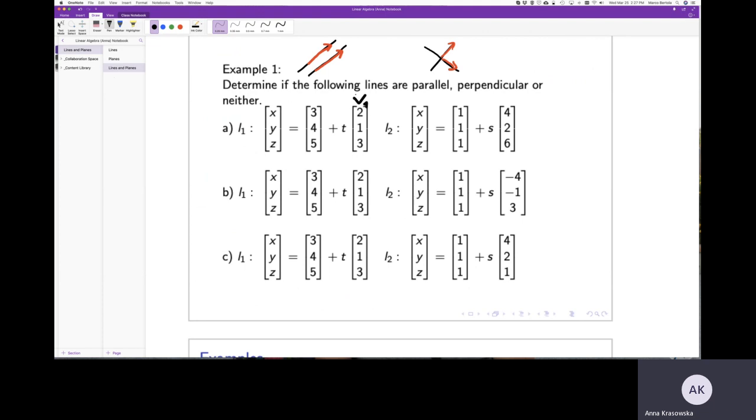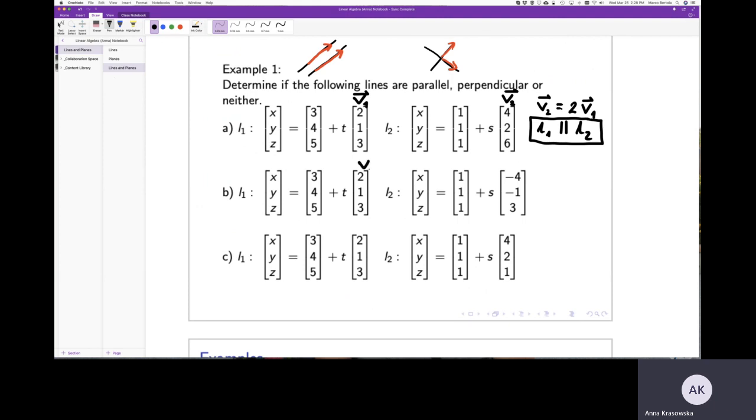This is our V1 for line 1 and V2. Okay. Are they parallel? Can you see that V2 is equal to twice V1? That means they are parallel. And therefore, L1 is parallel to L2. Good.